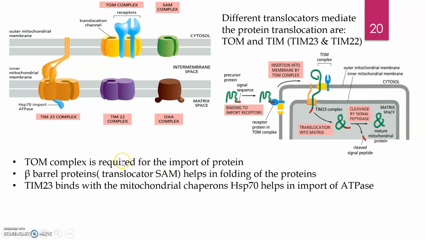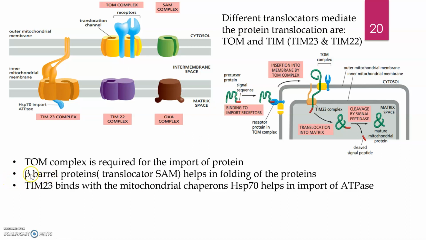This TOM is required for the import of the protein. Along with these two, there is a special beta barrel protein translocator, SAM, which helps in the folding of the protein. And the TIM23 binds to the mitochondrial chaperone HSP70, which helps in the import with an ATPase enzyme.